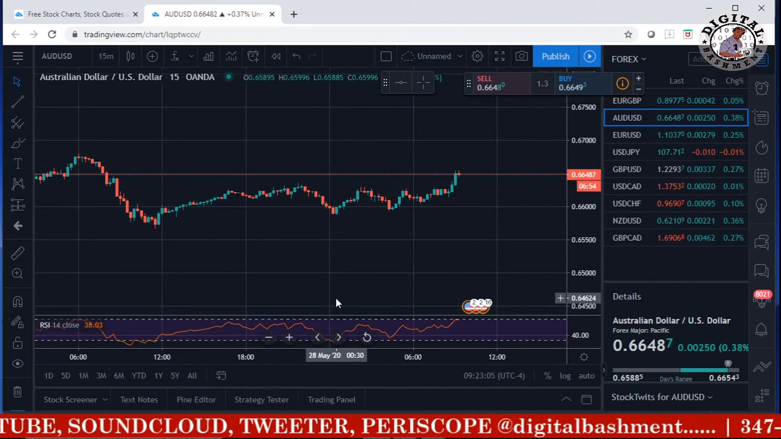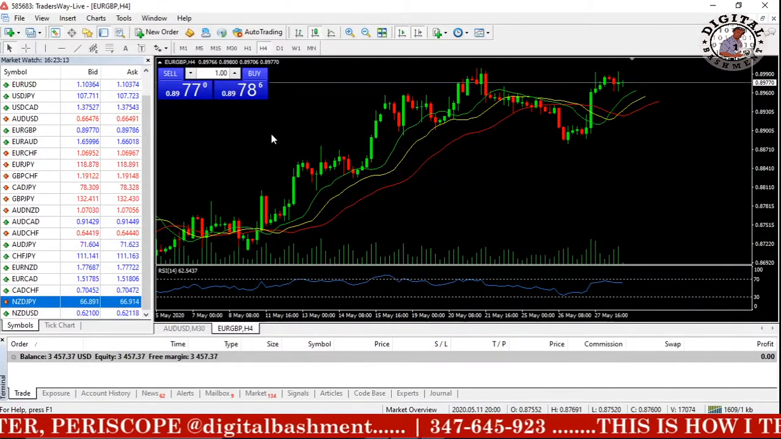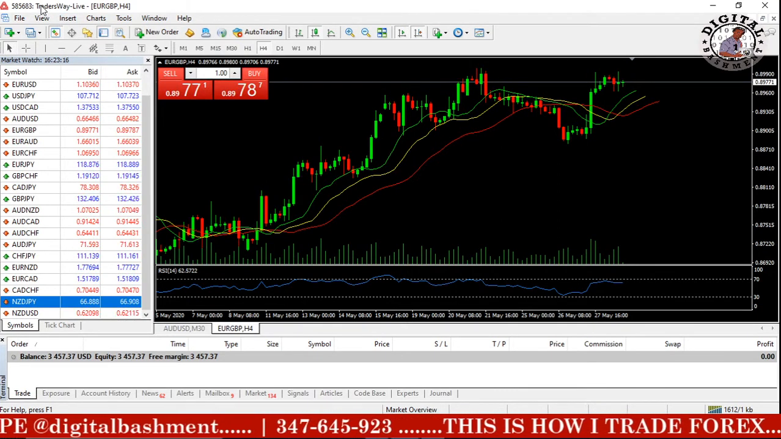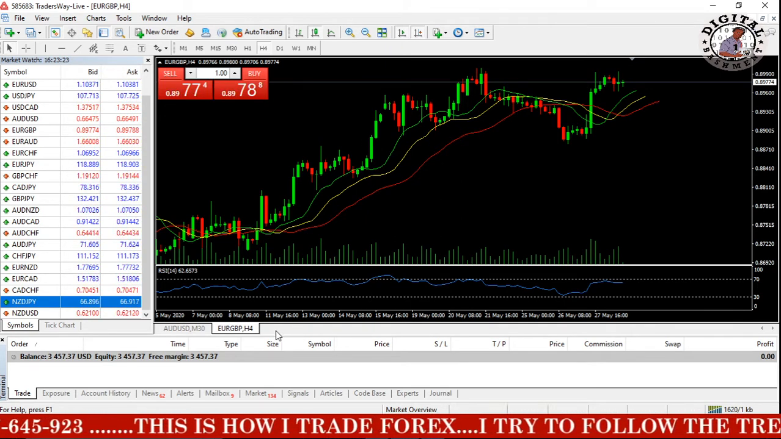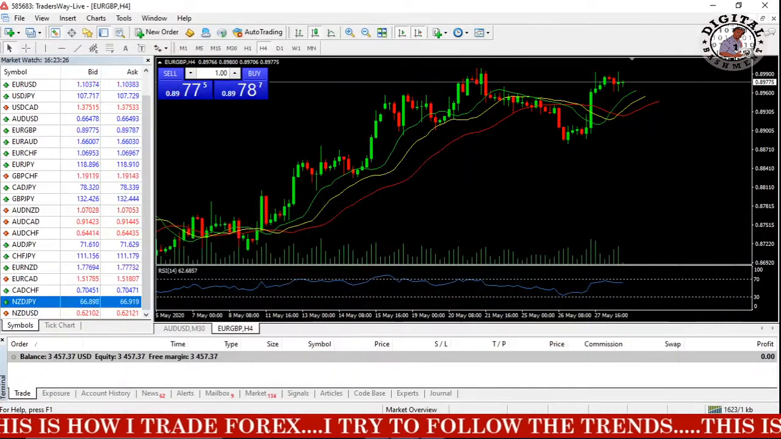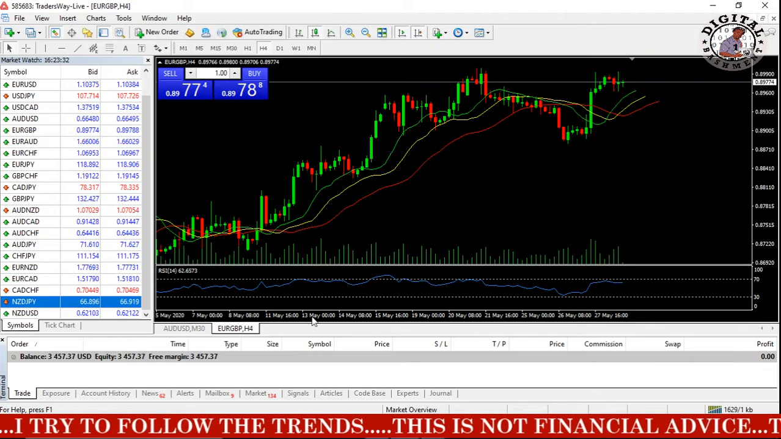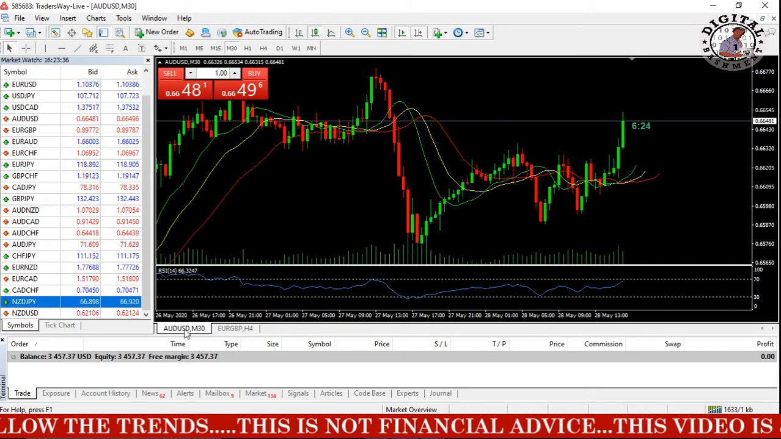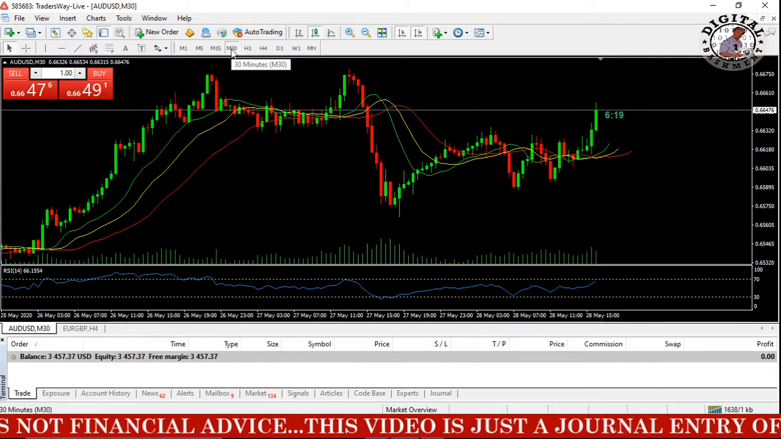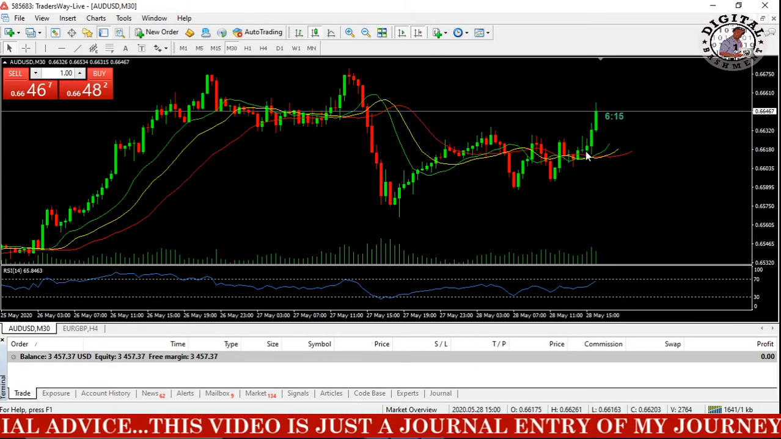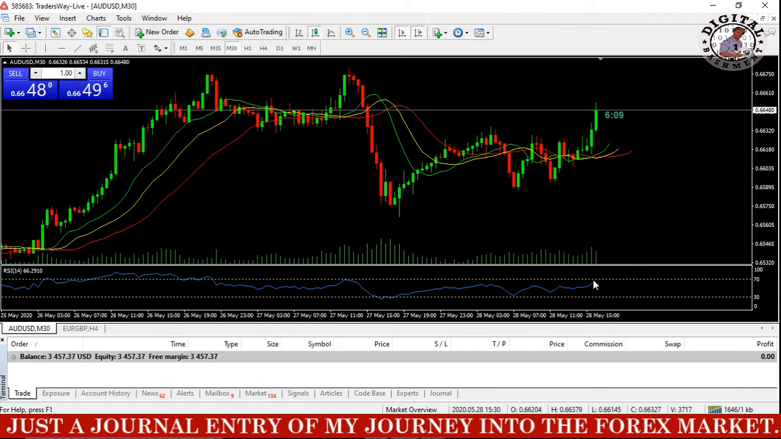All right, so then I go to MetaTrader. I have Traders Way as my broker, and I'm trading on MetaTrader. So then I go look for that pair there, which is Aussie USD. So then we go to Aussie USD, which I have here. Let's close this window. All right, so Aussie USD under the 30 minutes we've been going up. Right? Also try to pay attention to the RSI to see how high it is.